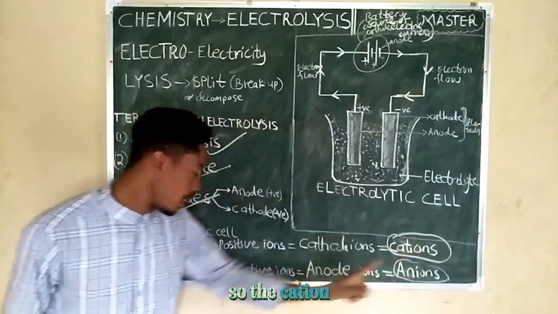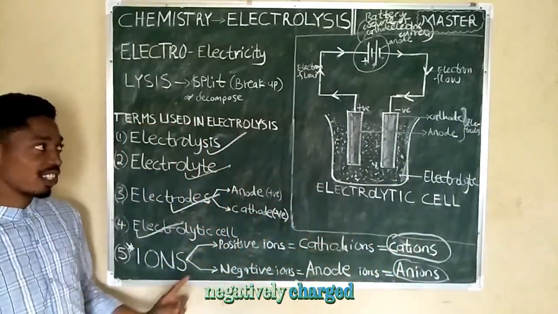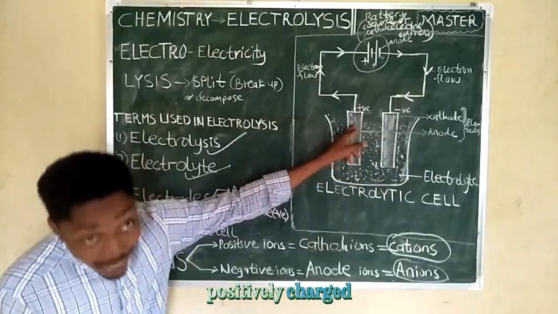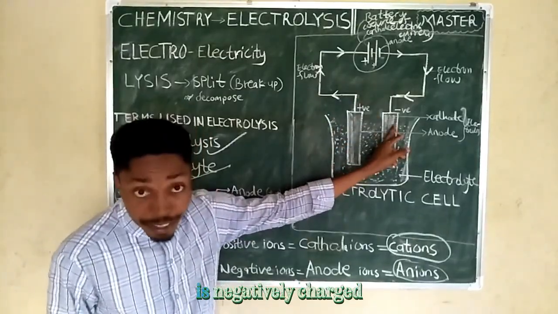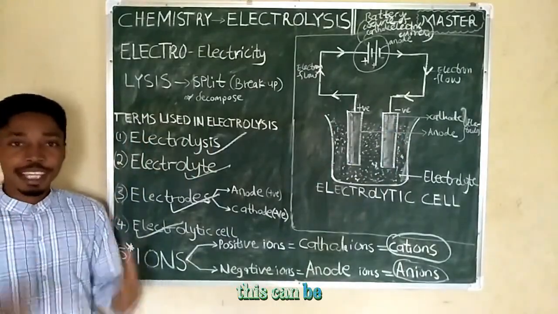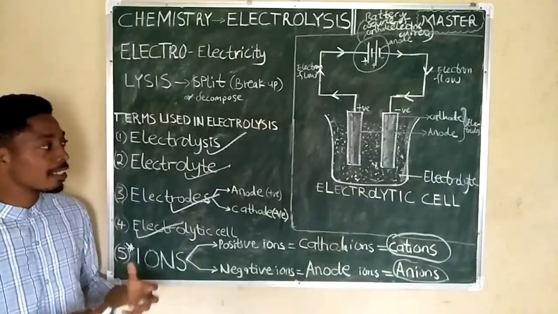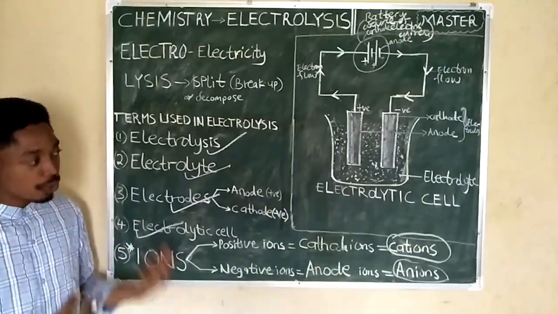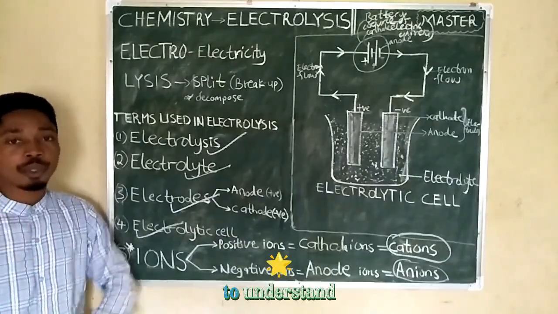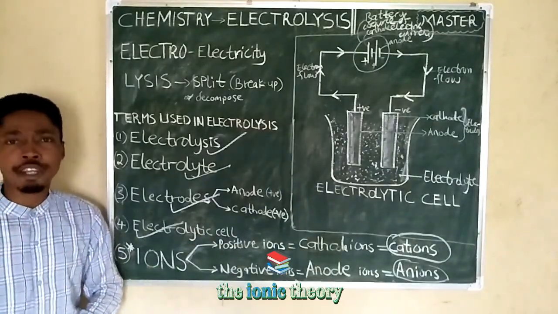So the cation is positively charged, the anion is negatively charged. The anode is positively charged, while the cathode is negatively charged. This can be a bit confusing, but practice and consistent running through this makes it simple and easy to understand. Let's talk about the ionic theory.